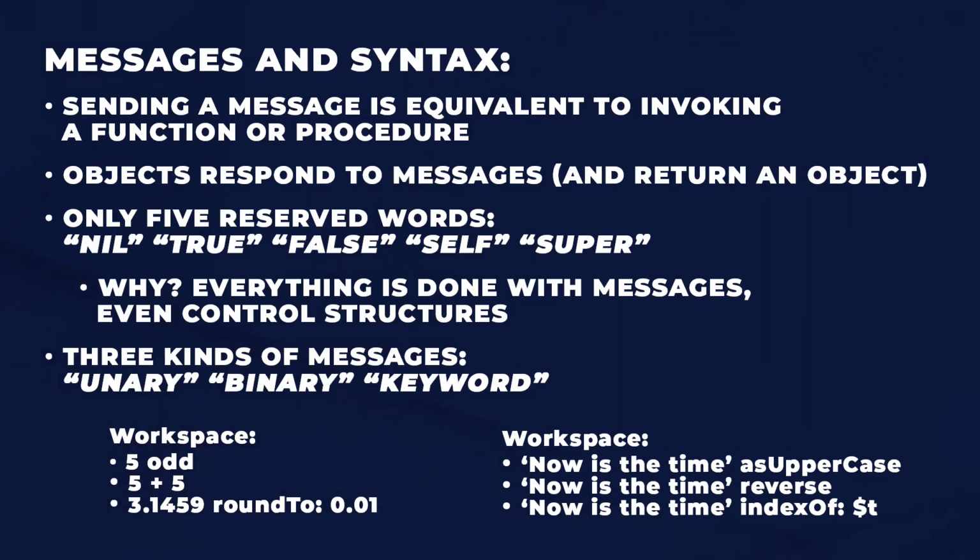So binary messages are 1 and 2 characters. And finally, there's keyword messages. Keyword messages have a colon. So here we have 3.1459, a number, an immediate object, round to 0.01, and this will return 3.15. Here's a string immediate object, and you can make it all uppercase, reverse it, or here's a keyword message, but both of these are unary.